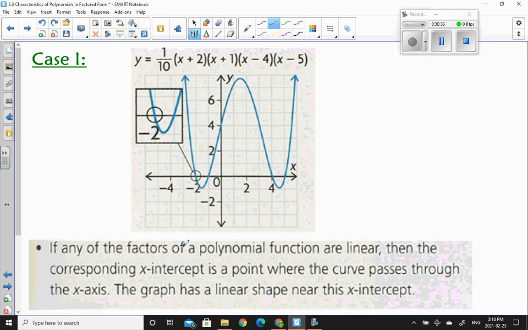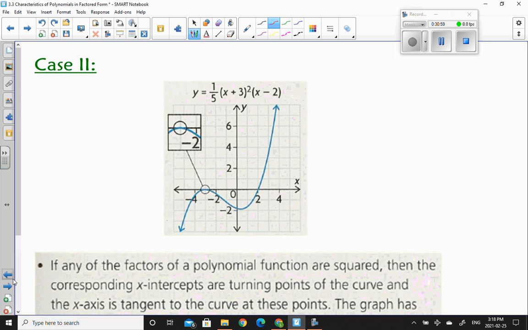So if any of the factors of a polynomial function are linear, then the corresponding x-intercept is a point where the curve passes through the x-axis. The graph has a linear shape near this x-intercept. So all of them being order 1, they're going to have linear behavior here, linear behavior here, linear, linear. Okay, so it's crossing through like it was a straight line at that x-intercept.